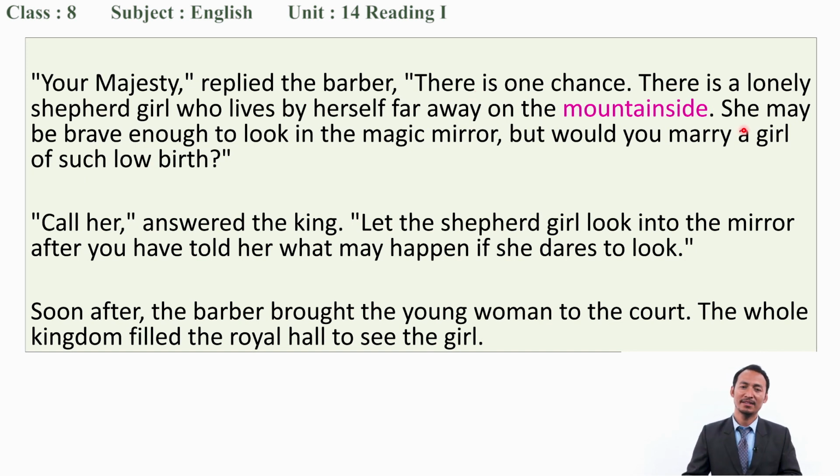There is a lonely shepherd girl who lives by herself far away on the mountainside. Only there is one chance, and there is one lady. Young lady, a shepherd girl. What does shepherd girl mean?